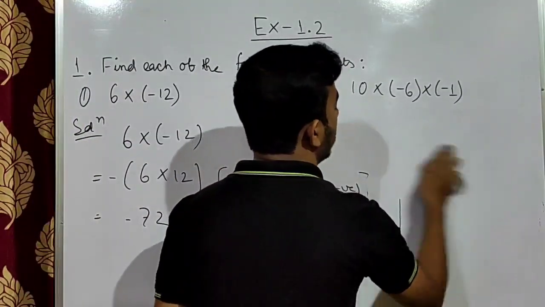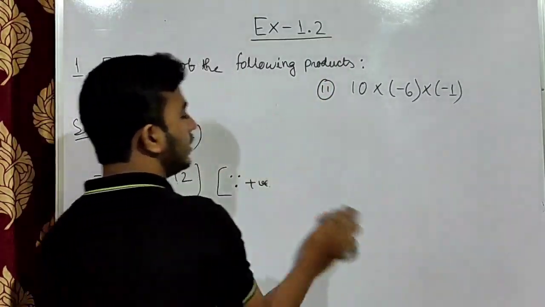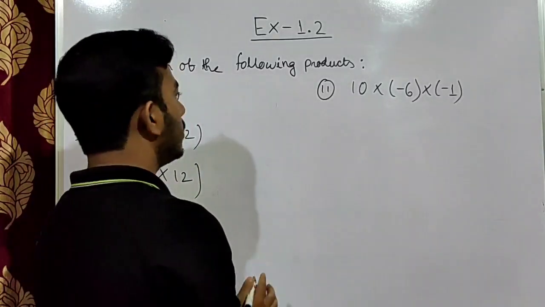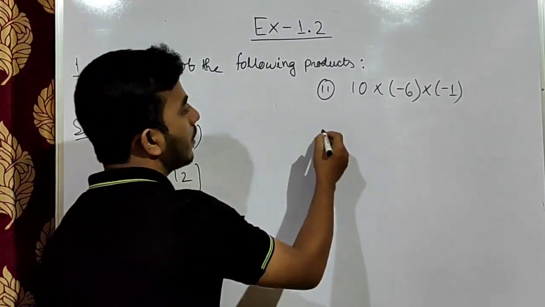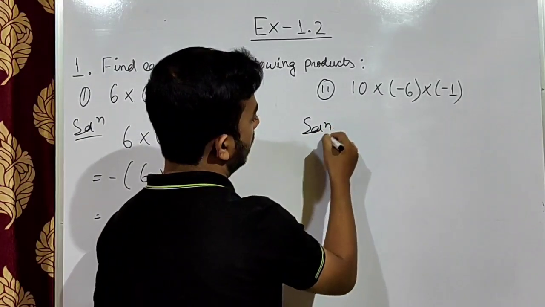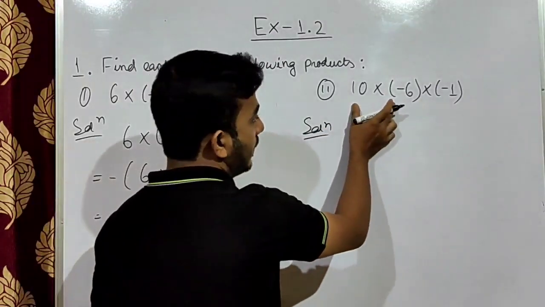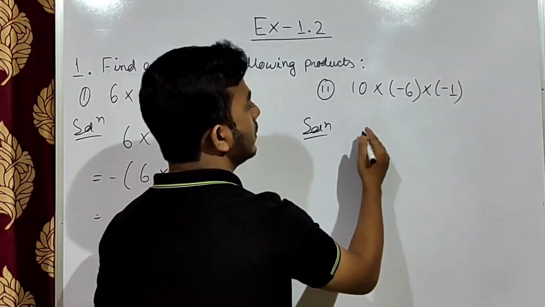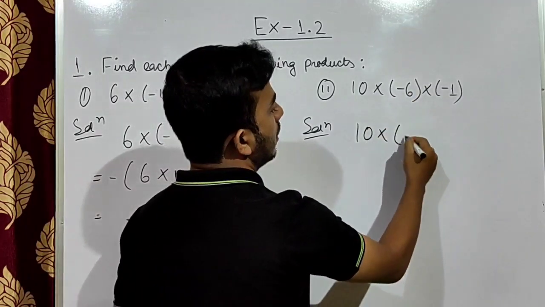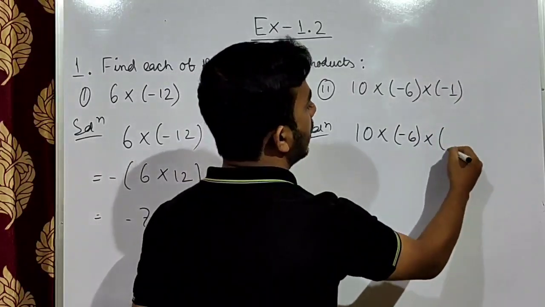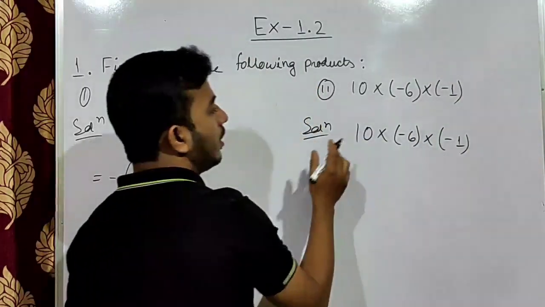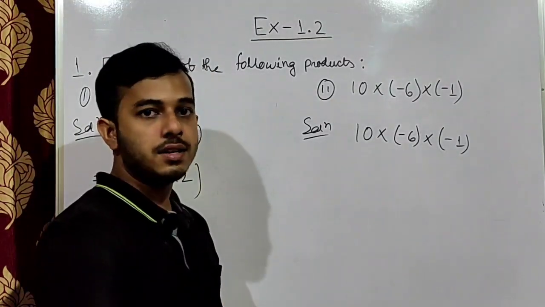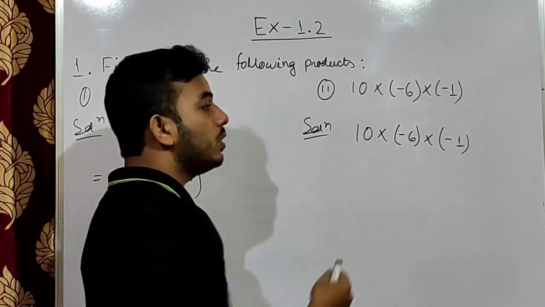Here we have three numbers. There are three integers, isn't it? First one is 10, next one is minus 6, next one is minus 1. So how can we multiply? Let us first multiply these two, and then we will multiply the result of this with this. What I have told you, let us first multiply two integers. Therefore, for the first case we will take 10 into minus 6, then we will find a result, right? And then we will multiply the result with minus 1.